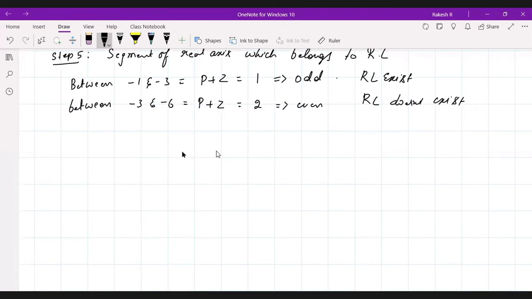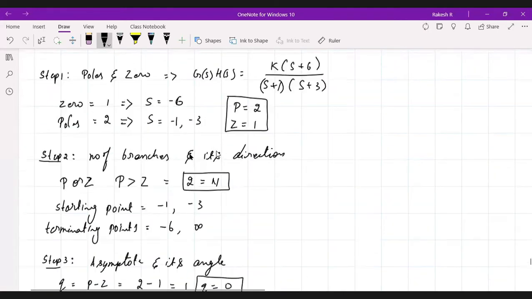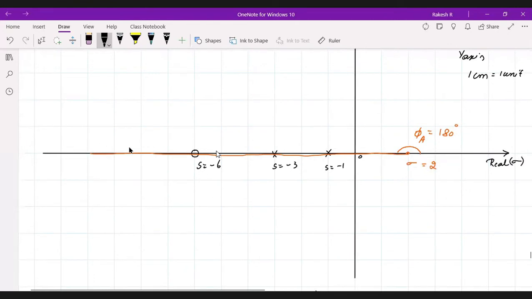Right, root locus doesn't exist here. Next, in between minus 6 and minus infinity, towards this side. So towards minus infinity, I'll be covering up and counting towards the right of this.